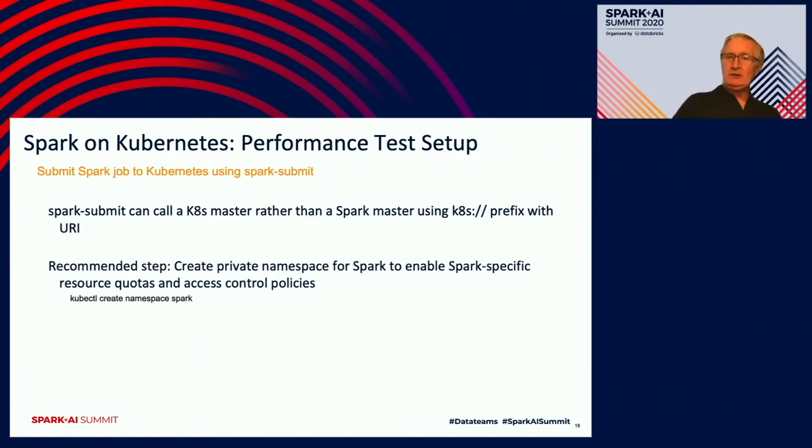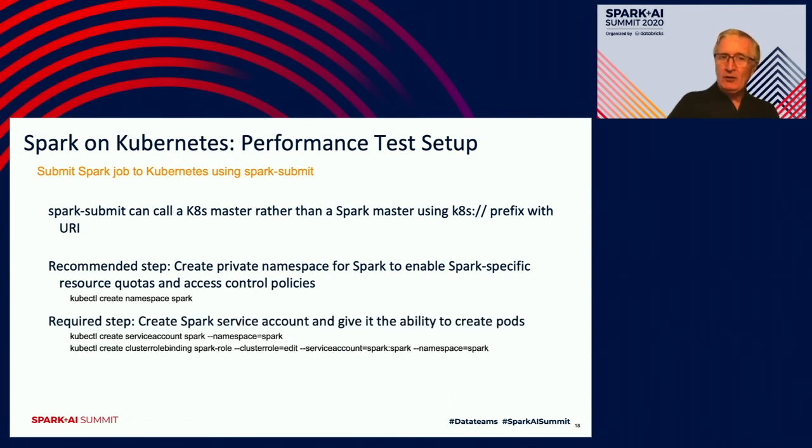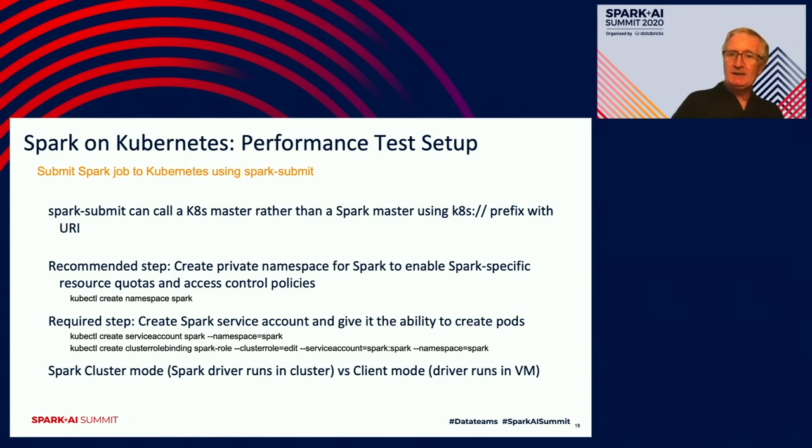Spark submit, which we typically supply to the Spark master, can call a Kubernetes master instead of a Spark master by putting K8S as the prefix to the URL or URI you give it. What we did in preparation for that was create a private namespace, just as you do in regular Kubernetes, which we call Spark. And then in that namespace, we created a service account, also called Spark, and we created a cluster role binding to allow that service account to actually edit and therefore create pods in the cluster within that namespace. So these are standard procedures that you would apply if you're setting up RBAC for your Kubernetes cluster, nothing unusual here. We used cluster mode here, which is where the Spark driver runs in the cluster. We also used client mode in other experiments, so both work fine on vSphere.